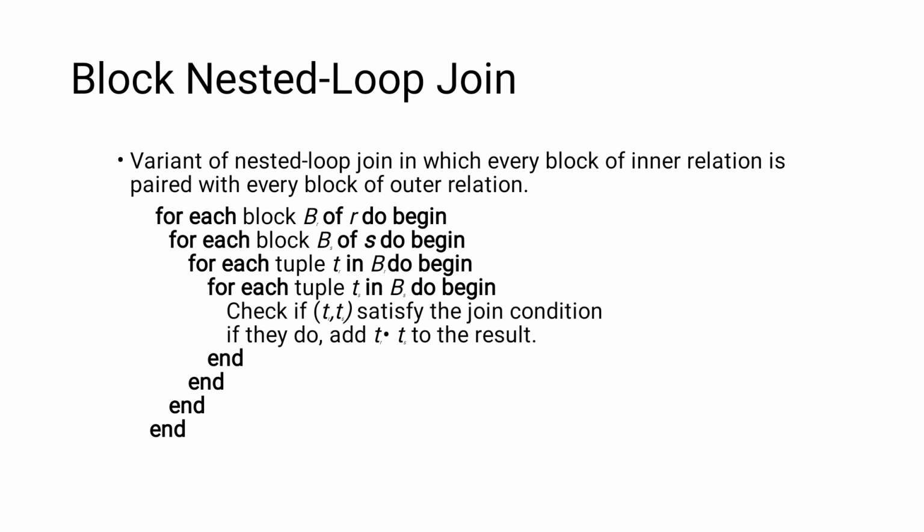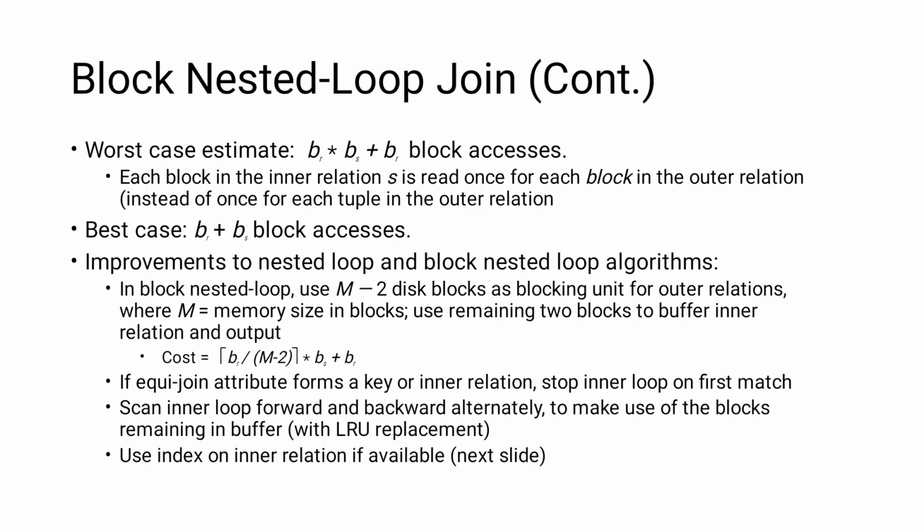The difference in cost between the block nested loop join and the basic nested loop join is that in the worst case, each block in the inner relation is read only once for each block in the outer relation instead of once for each tuple in the outer relation. In the worst case, there will be a total of BR into BS plus BR block accesses. BR and BS denote the number of blocks containing records of R and S respectively. In the worst case we have to read each block of customer once for each block of depositor.